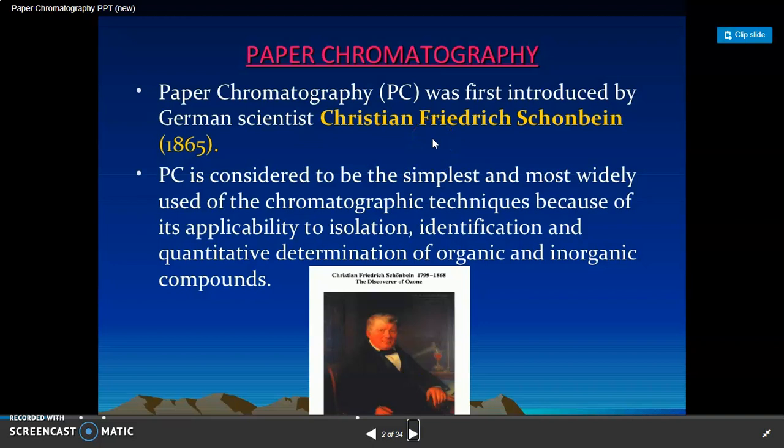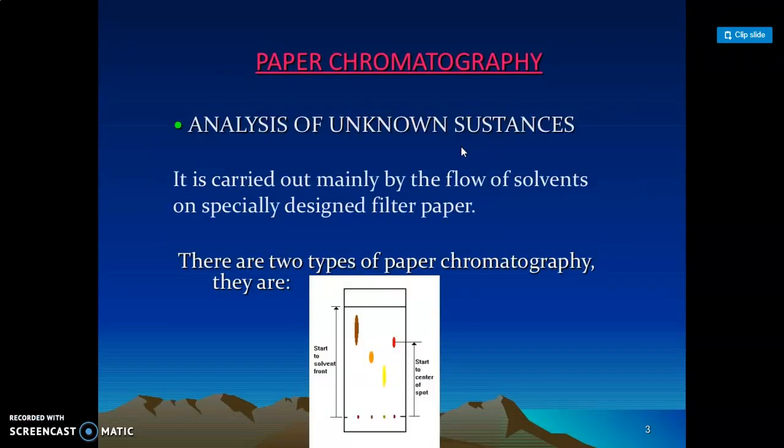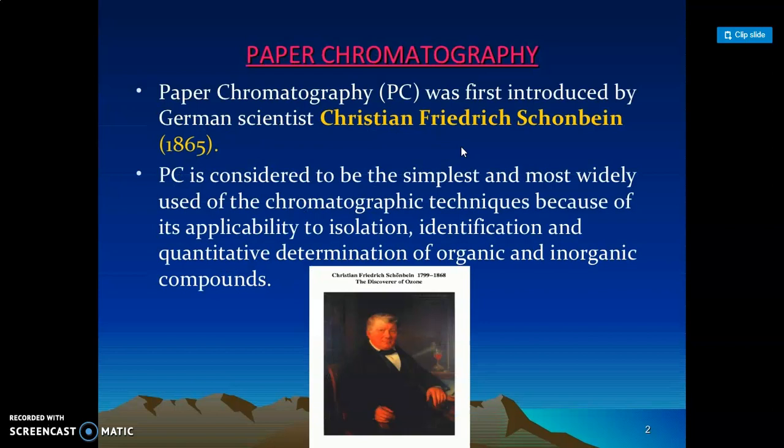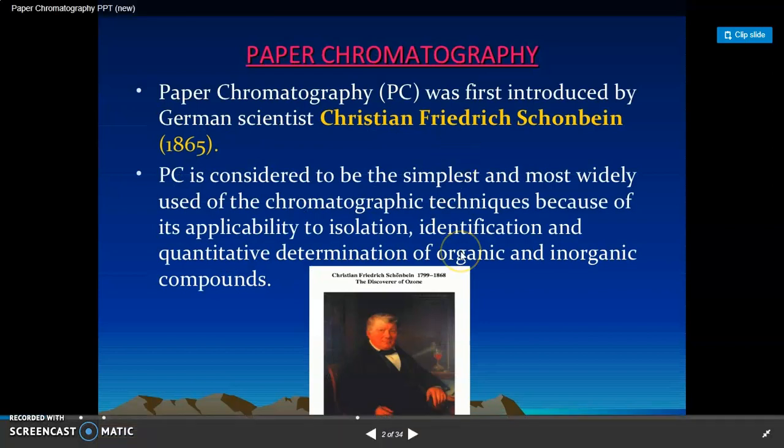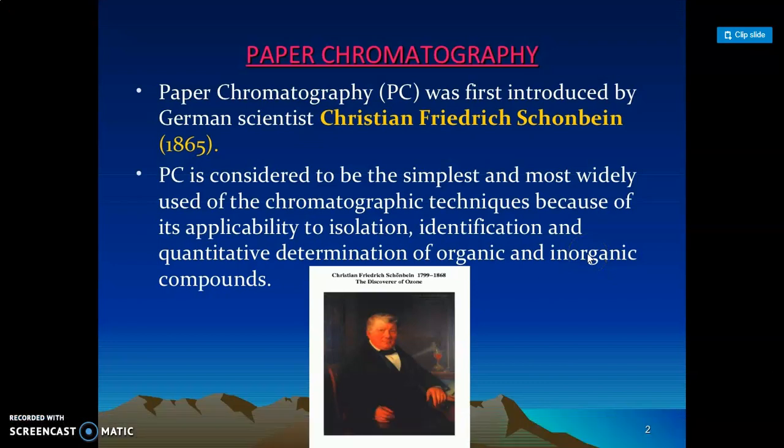Paper chromatography was developed by a scientist named Friedrich Schonbein, and it is used to separate, isolate, identify, and quantitatively determine organic and inorganic compounds. A mixture of compounds can be separated using paper chromatography. Chromatography is a separation technique, and paper chromatography is a widely used technique among the chromatographic techniques.